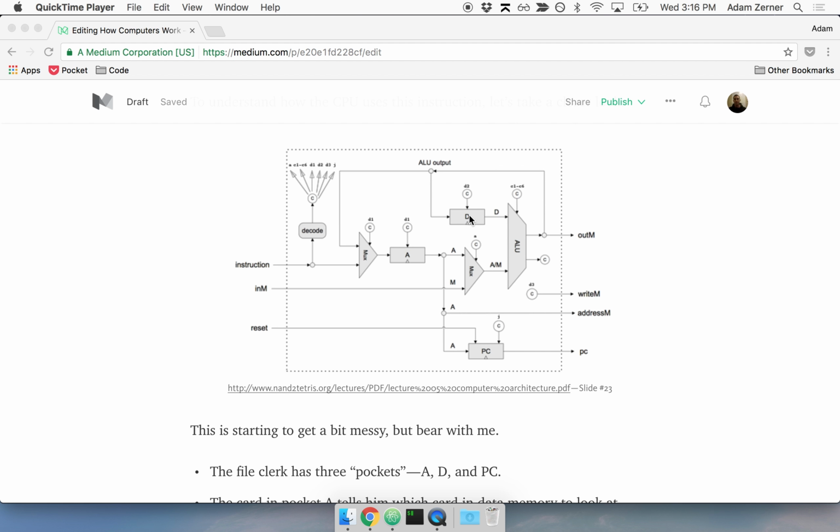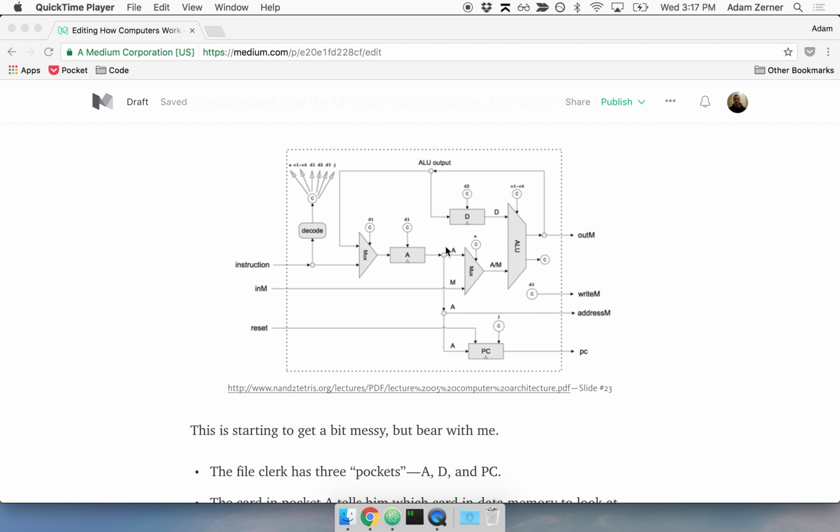Pocket D is just there to store a card, but pockets A and PC have a little bit of a different purpose. The card that they store is going to point to something in RAM. So the card they store is just a pointer. It's not really carrying data. It's pointing to other data. So let me show you that.